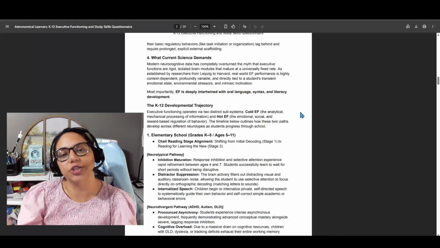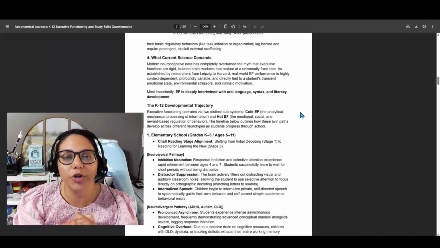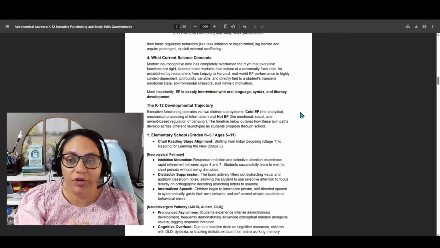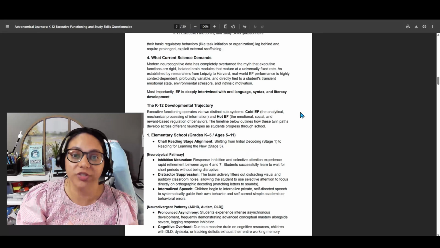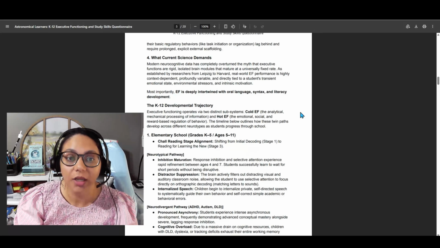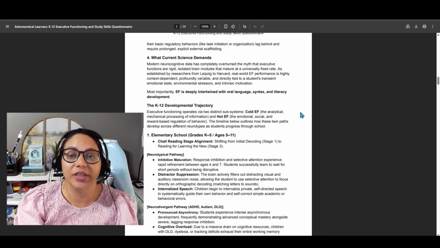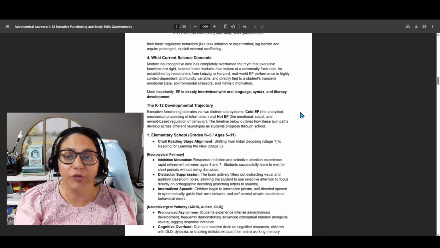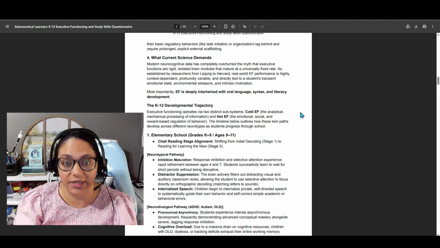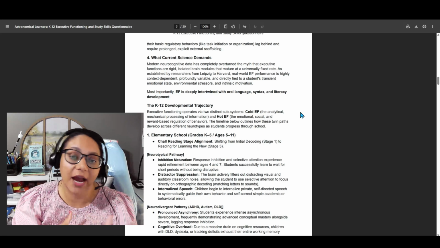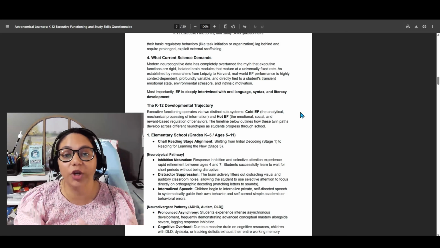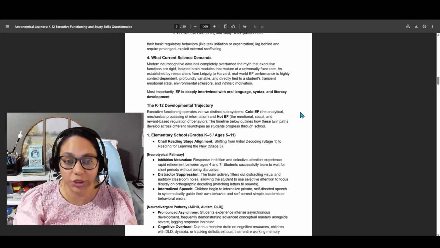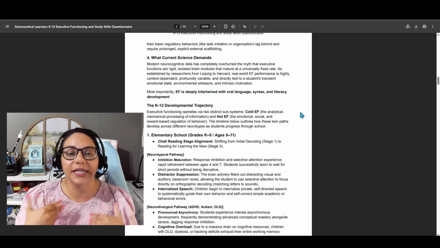So, what does current science demand? Modern neurocognitive data has overturned the myth that executive functions are rigid, isolated brain modules that mature at a universally fixed rate. Researchers have established that real world performance is highly context dependent. It's profoundly variable and directly tied to a student's transient emotional state, environmental stressors, and their intrinsic, meaning internal, motivation.